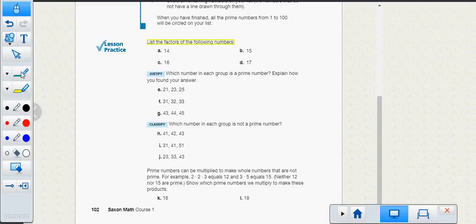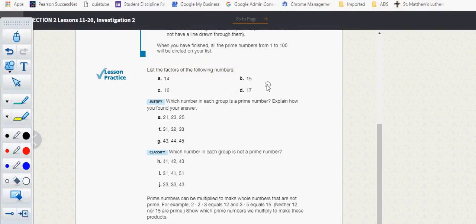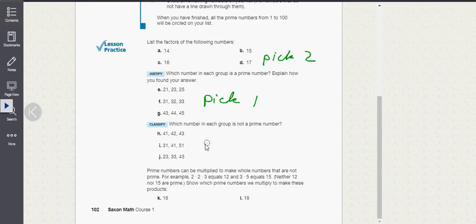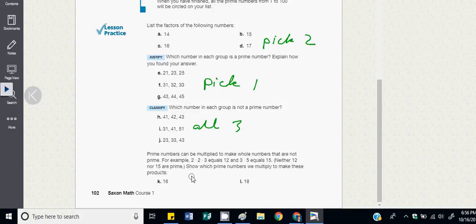So let's do, pick 2 from here. Which number in each group is a prime number? Pick 1. Which number is not prime? Let's do all 3 of these. And let's do letter L. So 7 total.